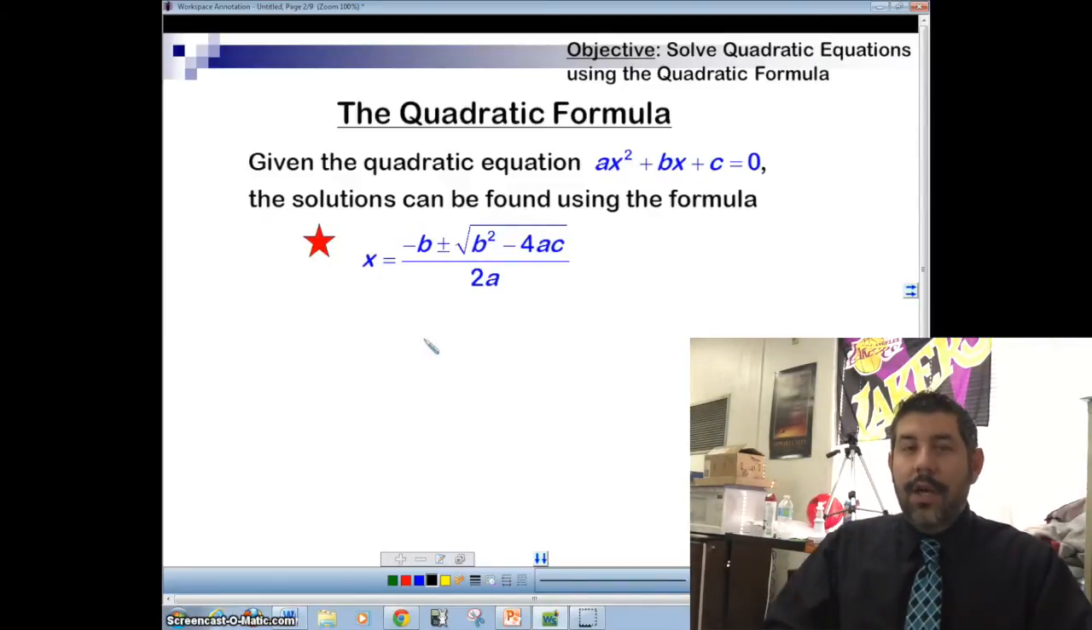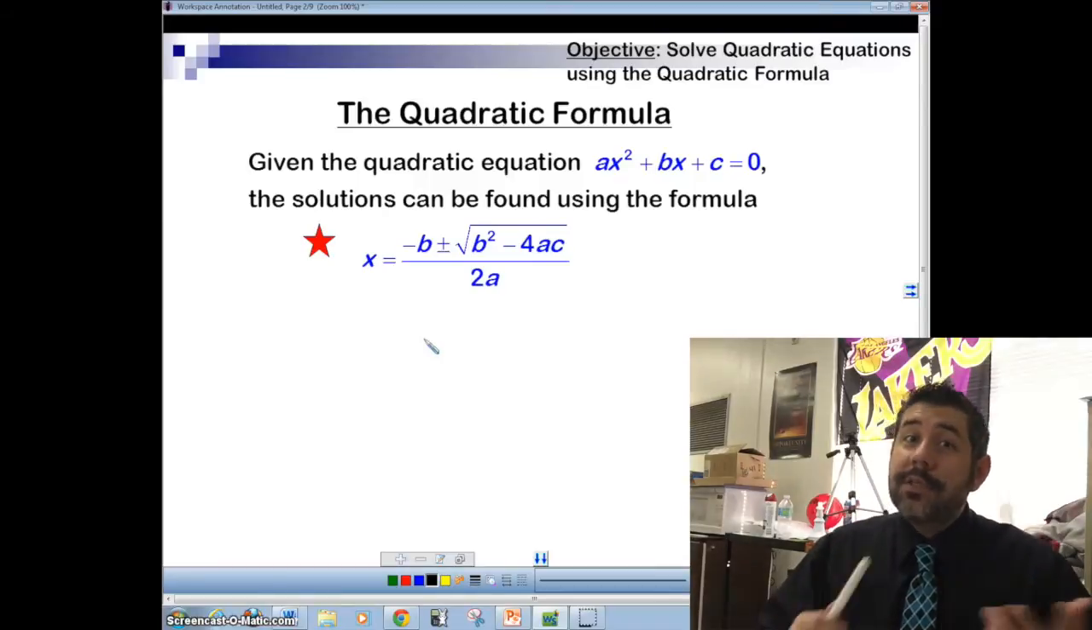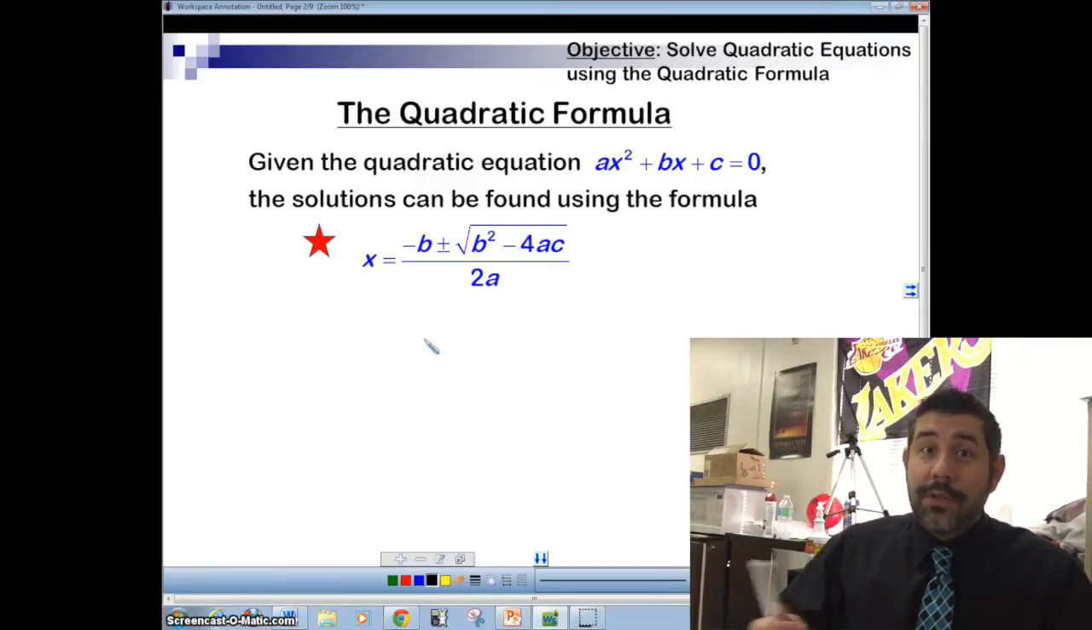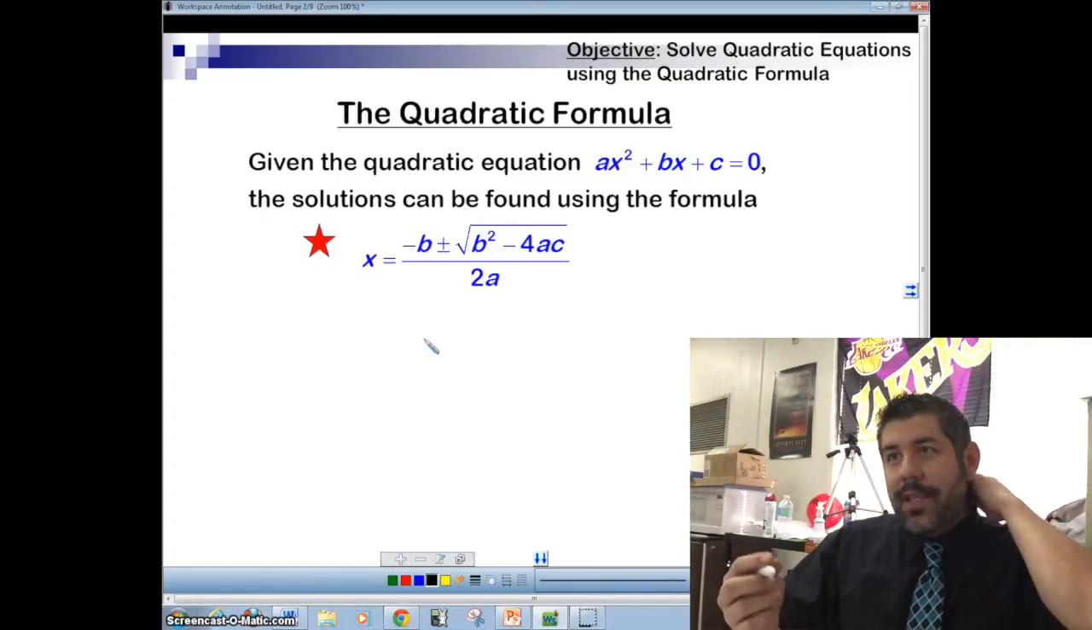You can memorize it, or there are some other things you can do to remember it. There's a song that goes to Pop Goes the Weasel. It goes x equals negative b plus or minus square root of b squared minus 4ac all over 2a. You can do that, or you can remember a story that I've heard.